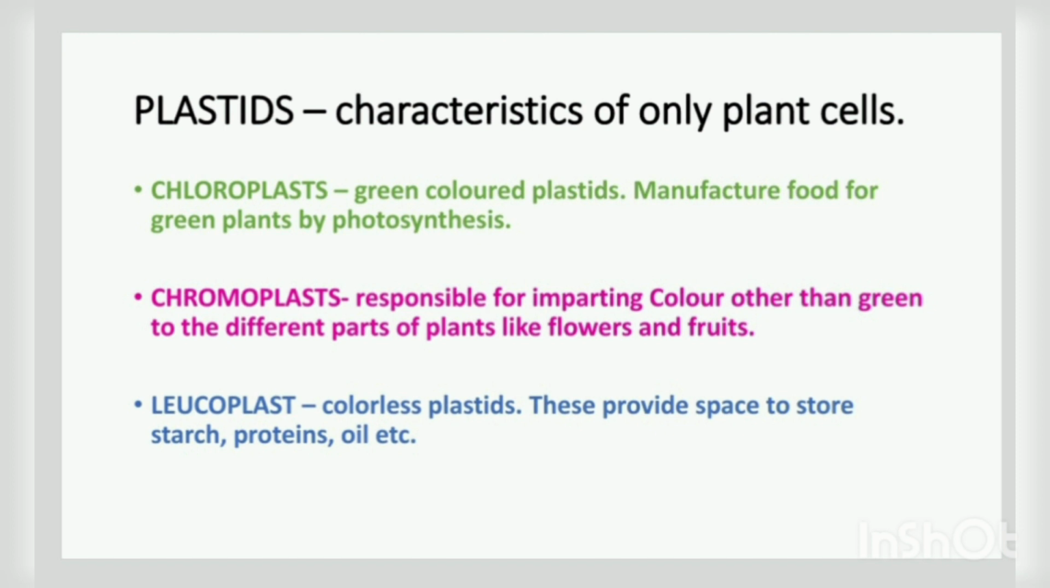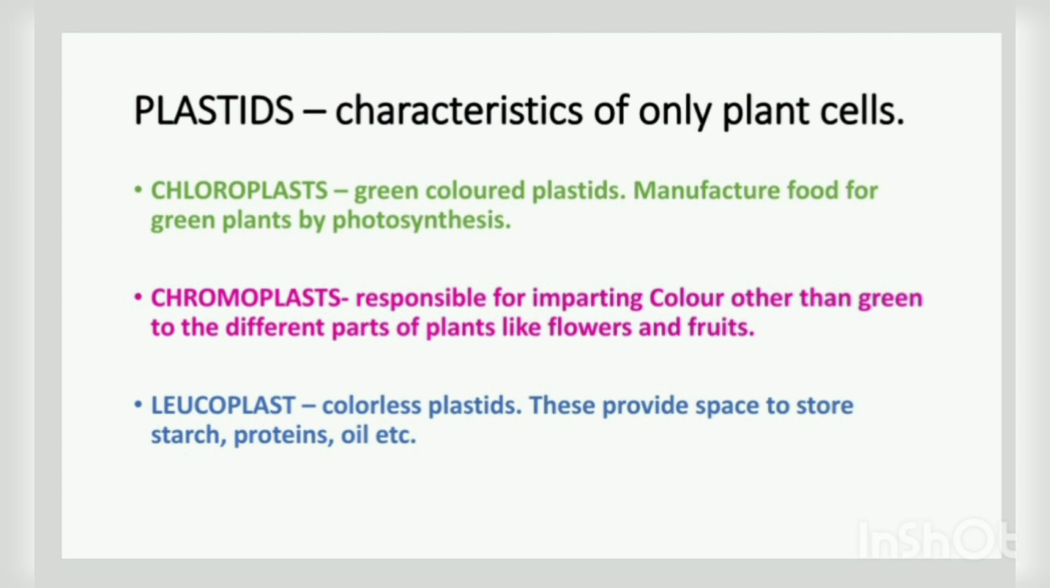Chloroplasts, which provide green color; the chromoplasts, which provide all the different colors except green; and leucoplasts, which are colorless plastids. They provide space to store starch, proteins, oils, etc.